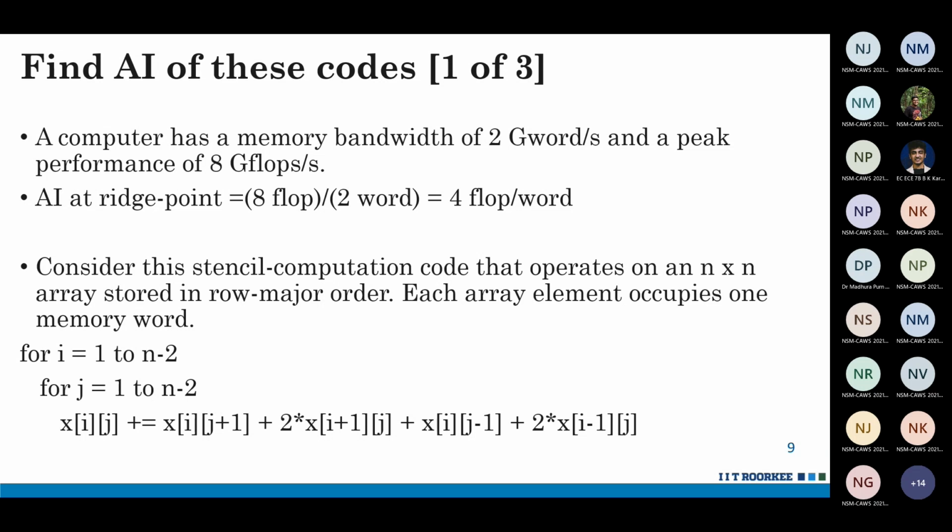Now here we have a stencil computation code that is operating on an n by n array. We have to find its AI. As you can see in the code, we are taking (n minus 2) squared elements, reading them and writing them. Actually, reading will have 4 into (n minus 2) elements more, but we can ignore that. It is much smaller when compared to (n minus 2) squared.